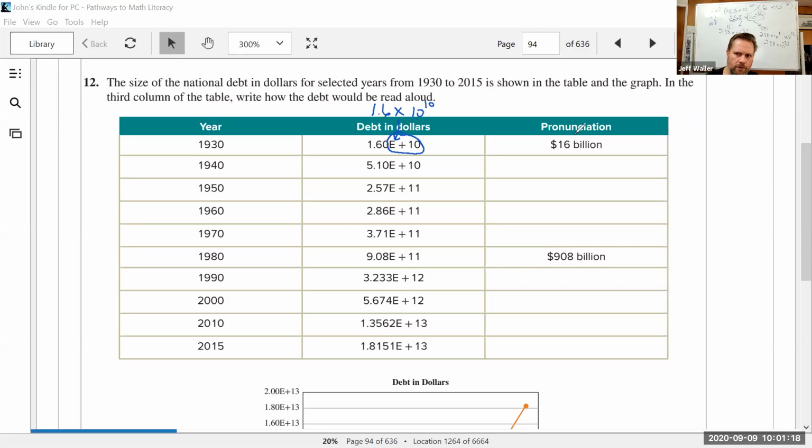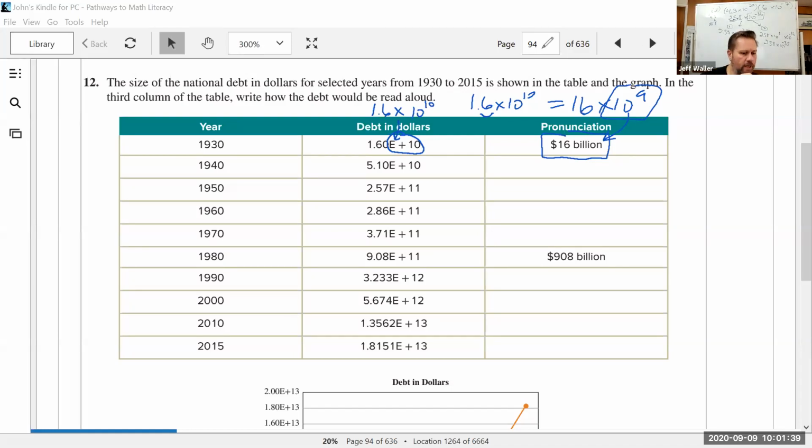So how in the world did they get 16 billion? Because they did what I said earlier. They took 1.6 times 10 to the 10. Moved the decimal once. And so that's 16 times 10 to the ninth. And 10 to the ninth is a billion.